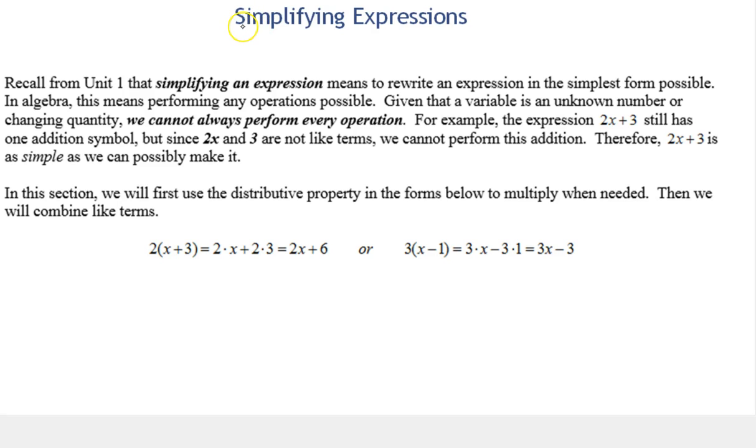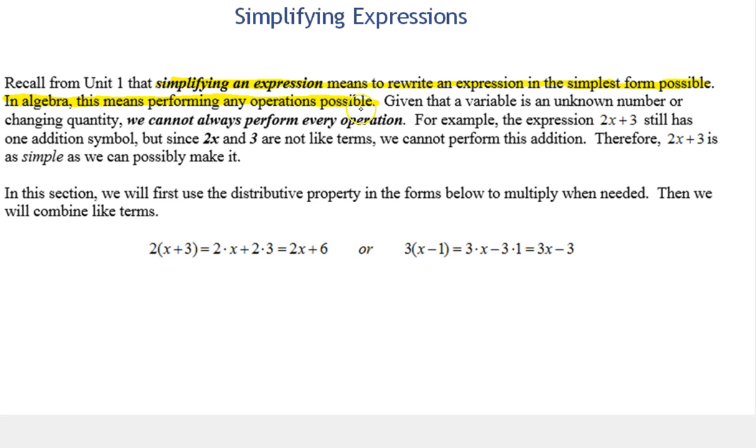In this video, we're going to learn how to simplify expressions. Recall from Unit 1 that simplifying an expression means to rewrite an expression in the simplest form possible. Well, what is the simplest form possible? We said in algebra, this means performing any operations possible. So we saw in arithmetic, simplifying basically means performing the indicated operations. Any operations you have, you perform those operations, and then usually your result is a single number.